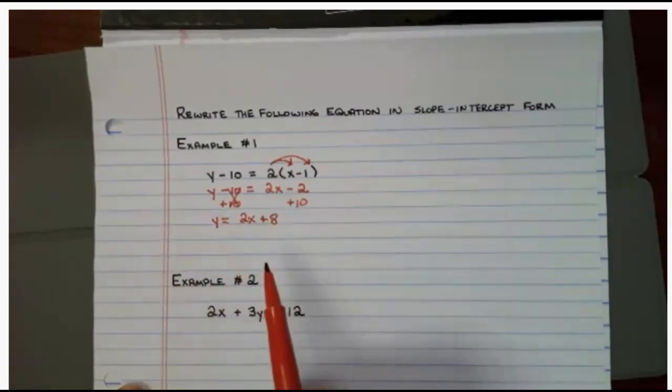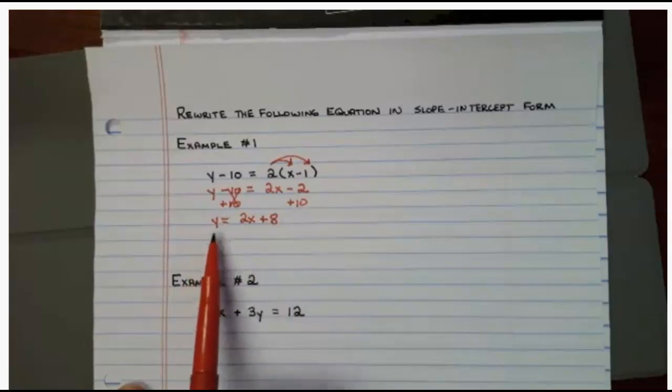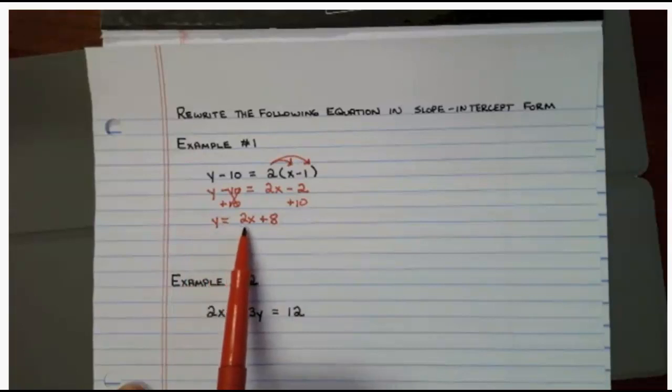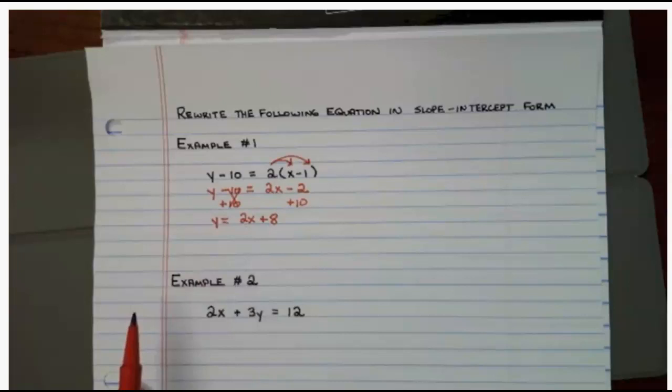So I need to see that this is in slope-intercept form. y is equal to, there's my slope in front of an x, and there's my y-intercept on the end. So to put these in slope-intercept form, I need to use my rules for solving an equation.